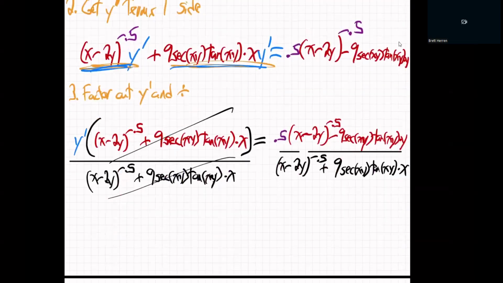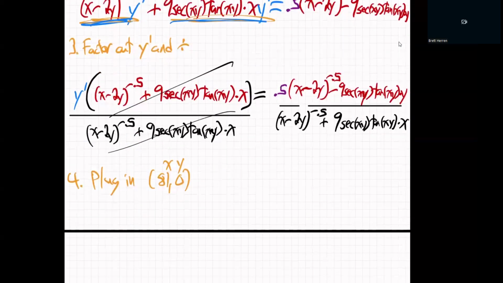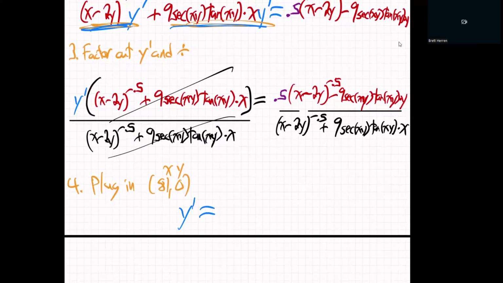So 81, 0. X, that's y. So we'll get y prime on the left. What I'm going to do is plug in 81 for x and 0 for y. 81 for x, 0 for y, everywhere it appears. All right. Wow. You can type that in.